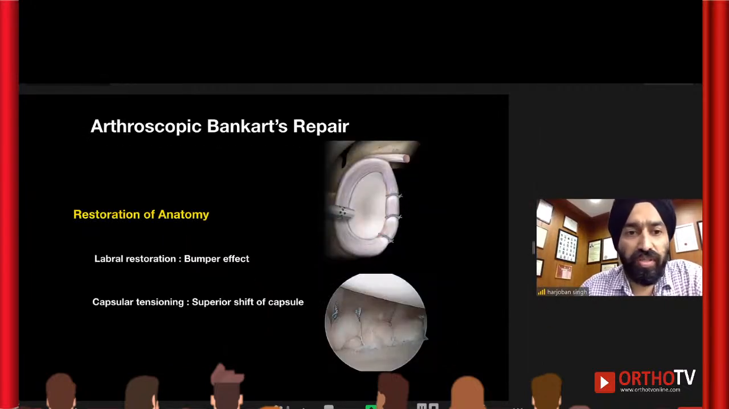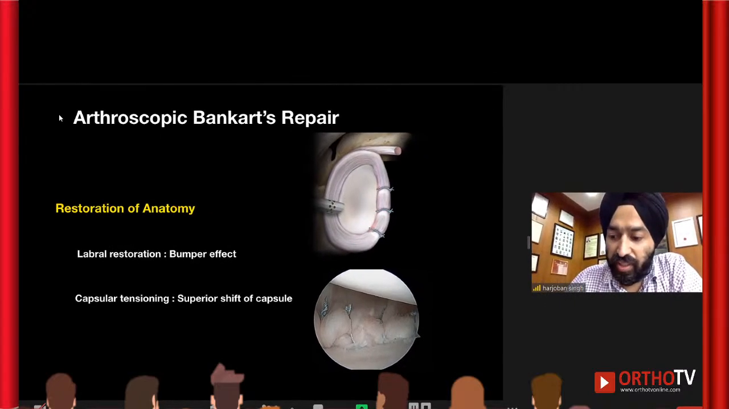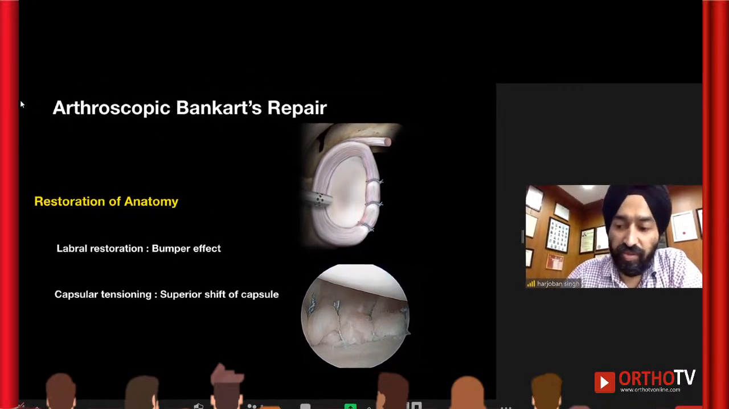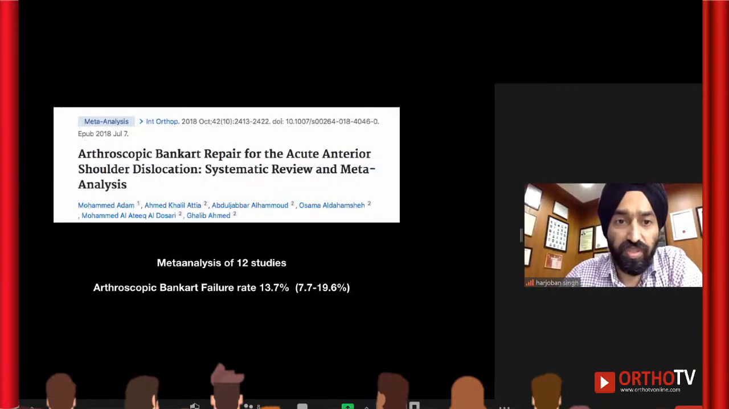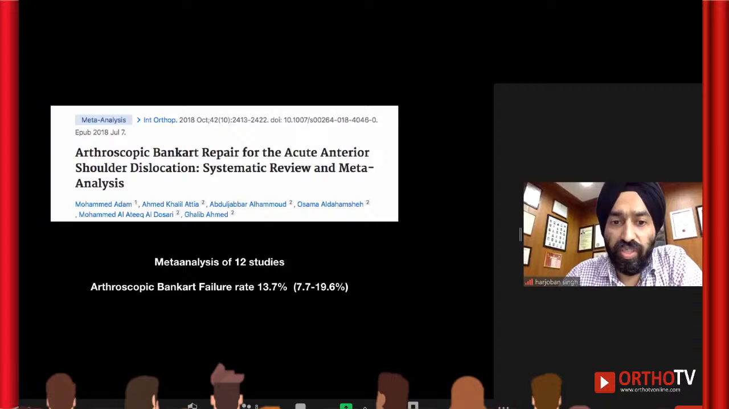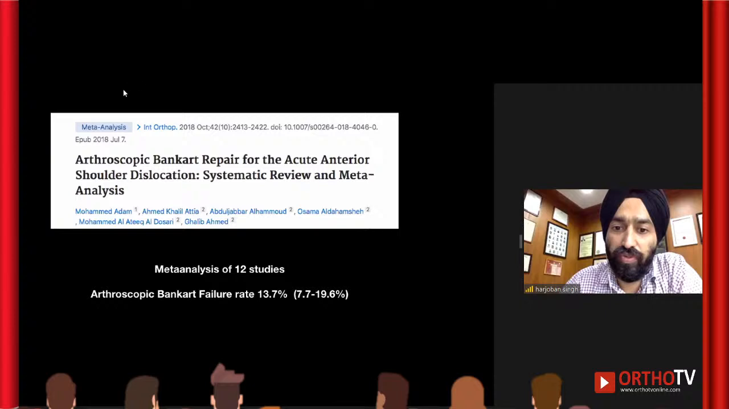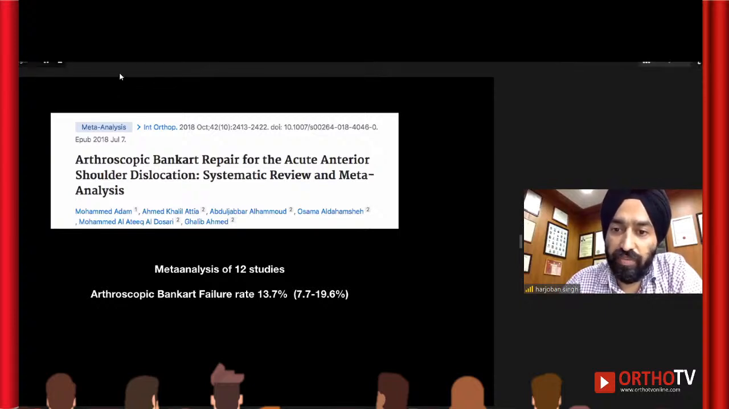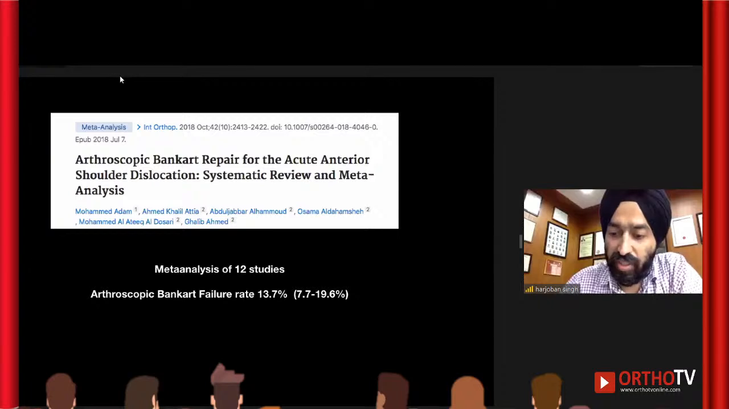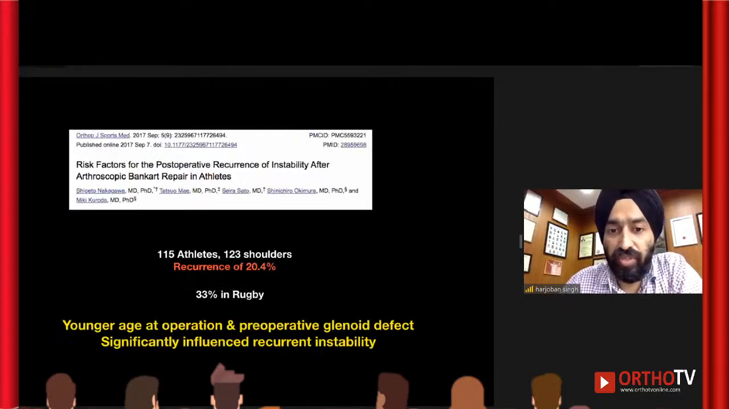So our job in Bankart's repair is basically to restore the anatomy, and if the anatomy is restored by labral restoration and capsular tensioning, we hope that everything goes well afterwards and this shoulder becomes stable forever. But this is not the case. When we go through the literature, there are enough studies that show that arthroscopic Bankart repair has a failure rate of about an average of 13.7%, but ranges from 7 to 20%. And this failure rate goes up to 20 to 30% in athletic shoulders.